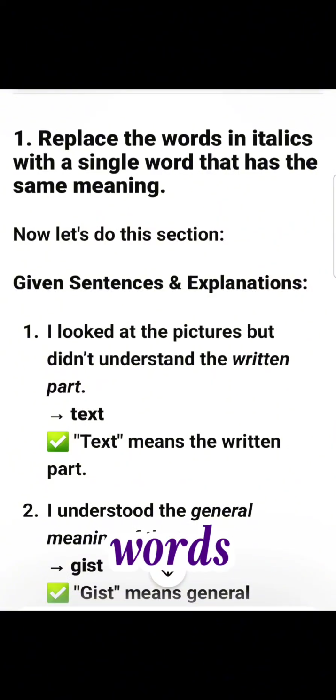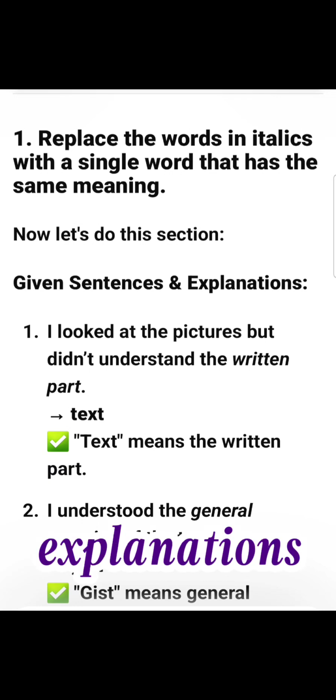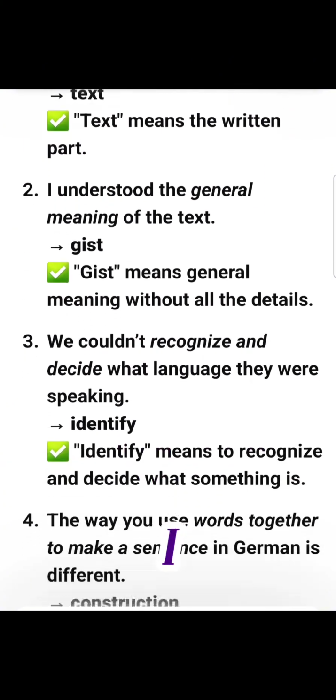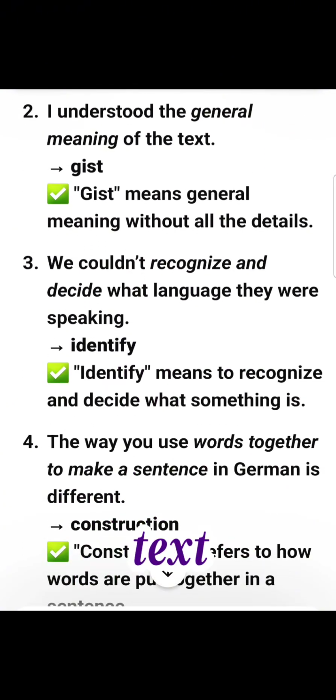1. Replace the words in italics with a single word that has the same meaning. Now let's do this section. Given sentences and explanations. 1. I looked at the pictures but didn't understand the written part. Text means the written part. 2. I understood the general meaning of the text. Gist means general meaning without all the details.